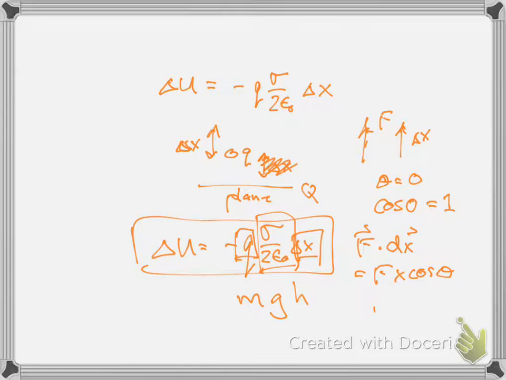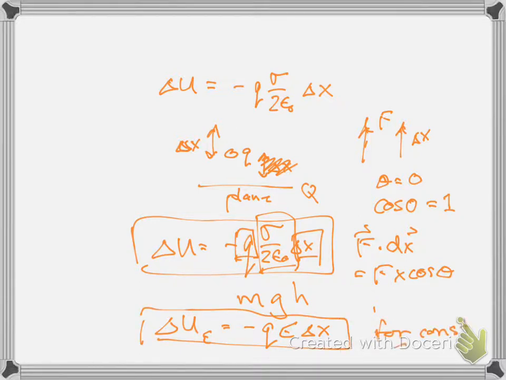It's like a mass in a constant field. It's a charge in a constant field. So for a constant electric field, delta U electric is going to be minus QE delta x. And that's a general result, where if the constant field is a plane of charge, then it's sigma over 2 epsilon 0. But that's our general result, just like mgh.